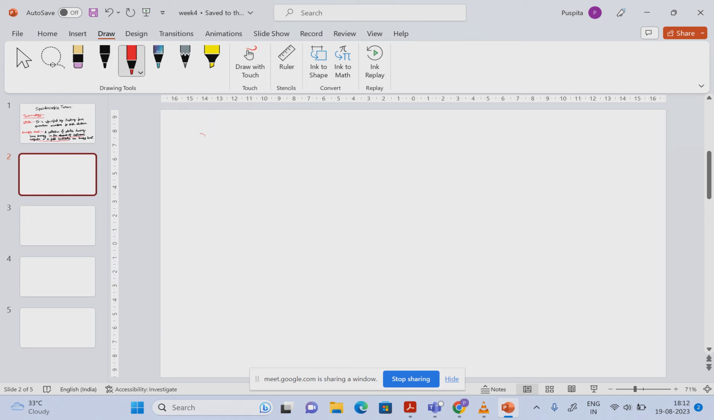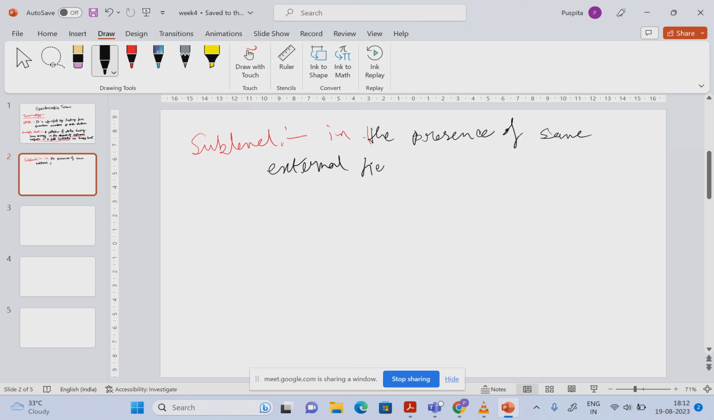There is another thing called sublevel, which is when an external field is applied, the energy levels split, and each level is split into several sublevels. So, in the presence of some external field, sublevels appear.